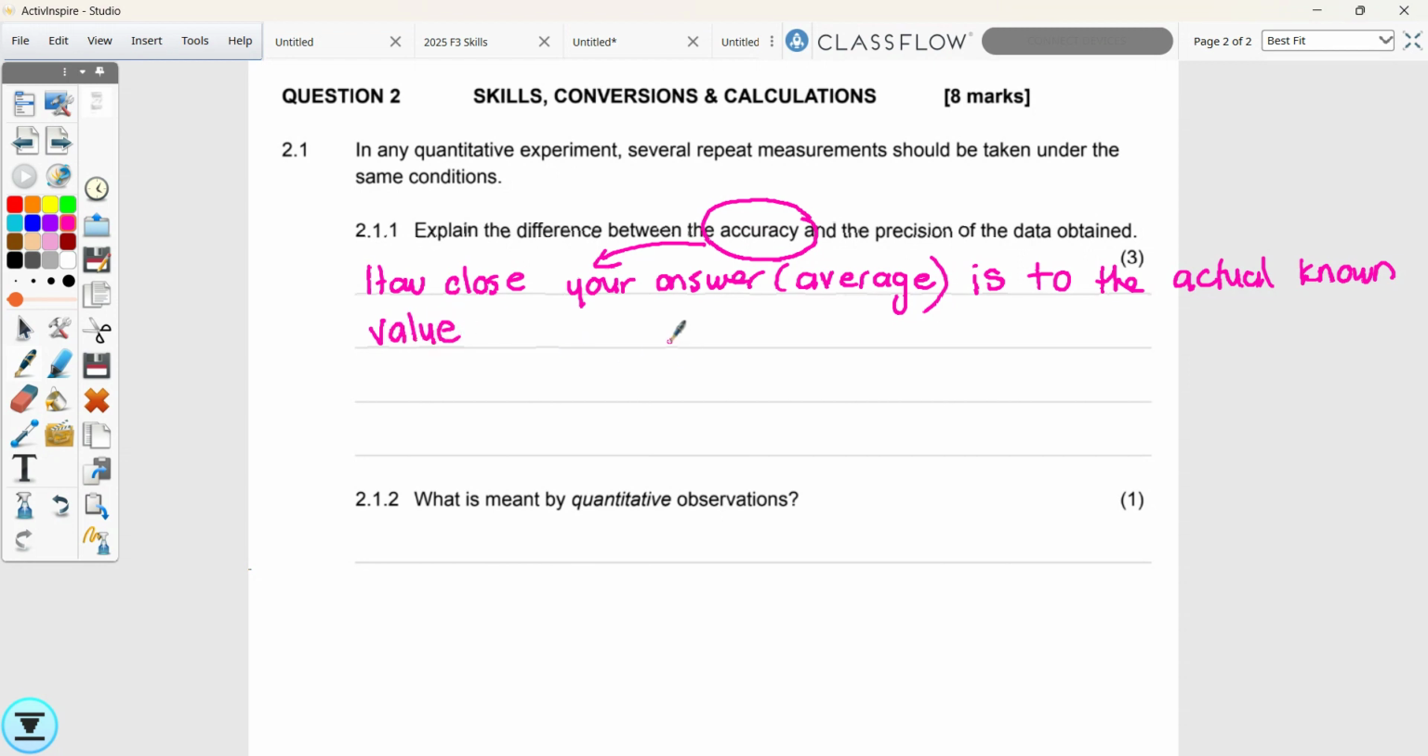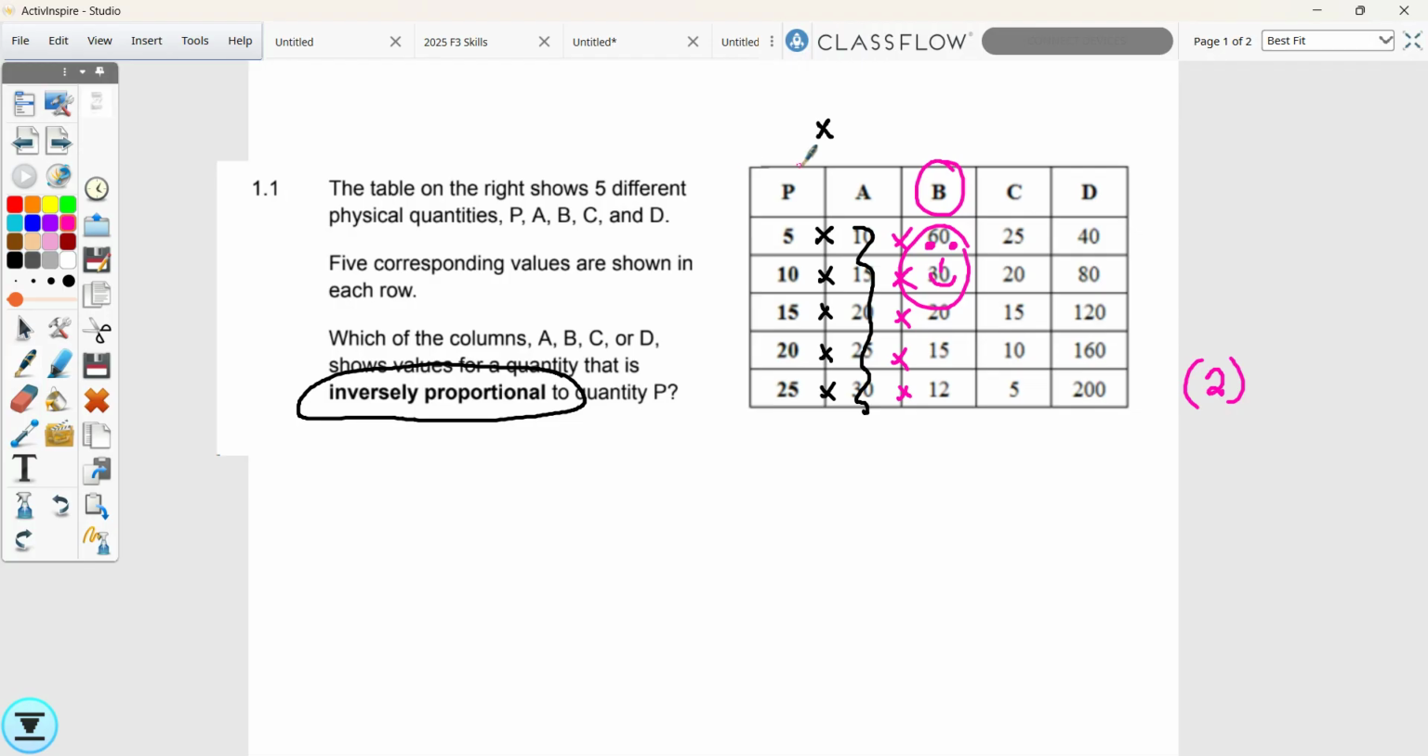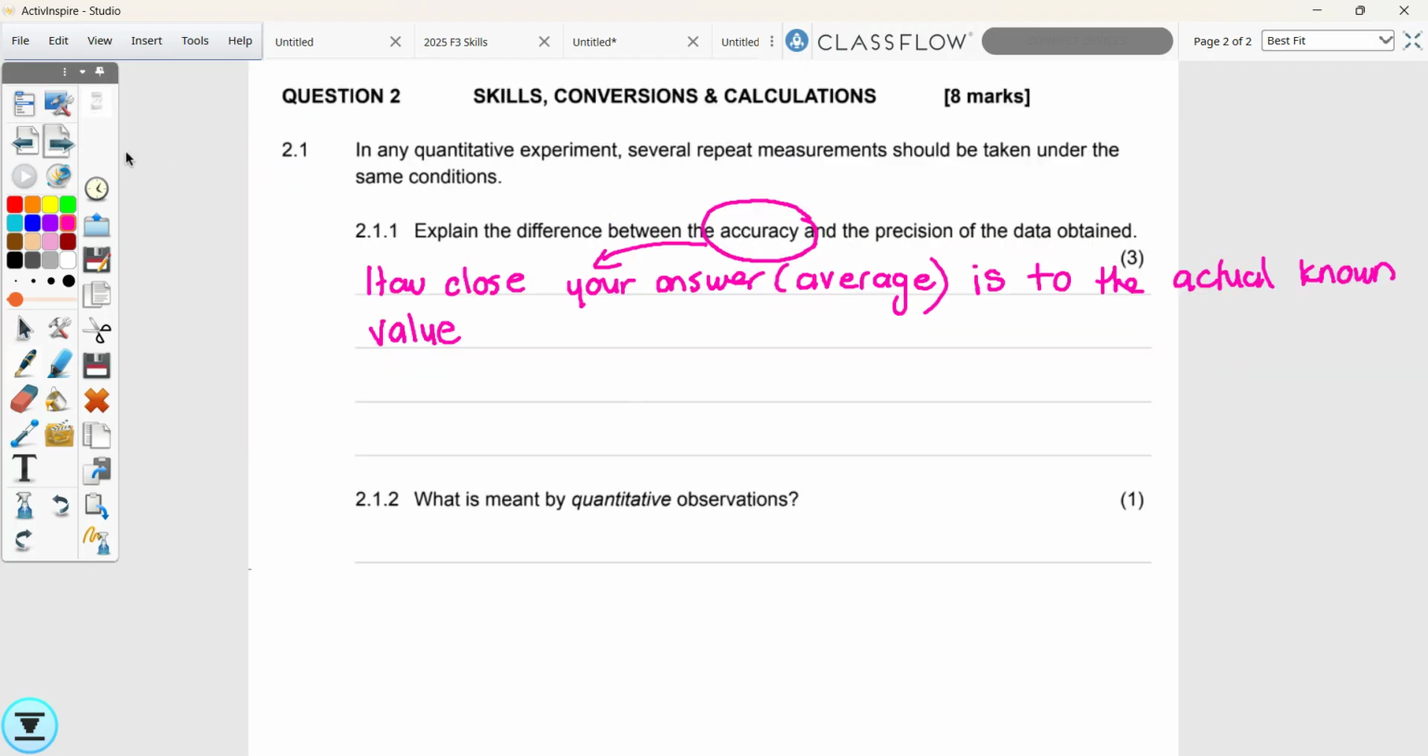I thought they were asking how accurate is, like what's the accuracy and precision for the data obtained, meaning like the table. No, this is a different question. Guys, please remember that in the test as well. Don't think that the previous question always applies, this is 1.1. So this table has nothing to do with this question. If there was a table here, yes. So please make sure your exam skills are good on Thursday.